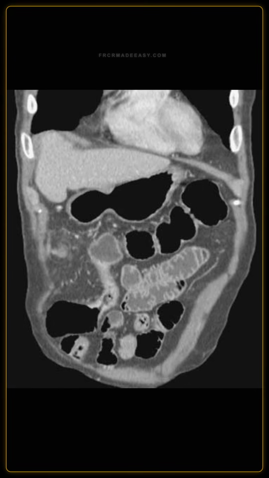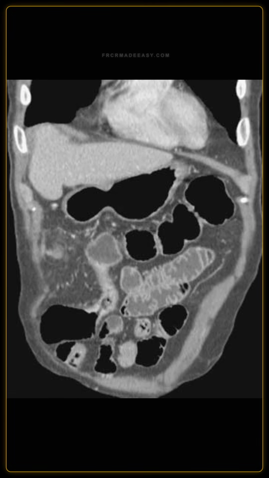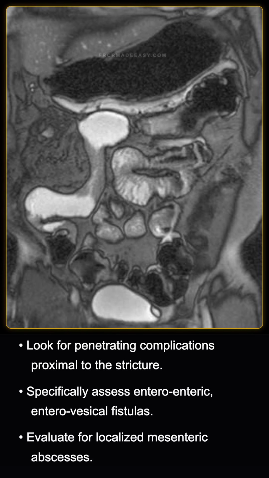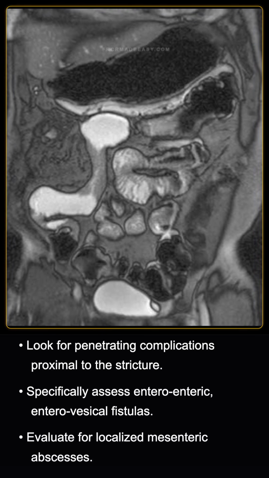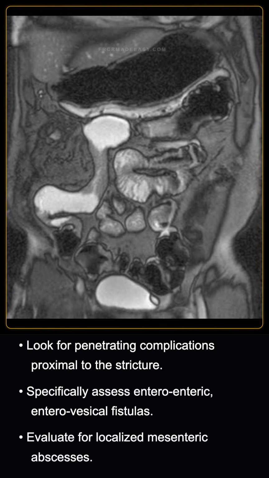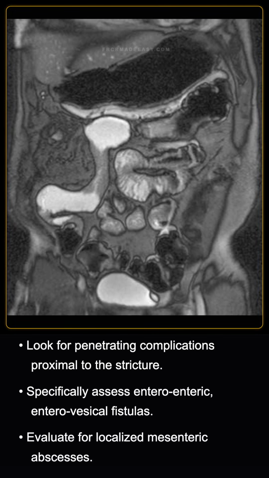What other specific chronic complications of Crohn's disease must a radiologist actively search for when evaluating a stricture? The radiologist must carefully search for penetrating complications proximal to the stricture, specifically enteroenteric fistulas, enterovesical fistulas, and localized mesenteric abscesses.